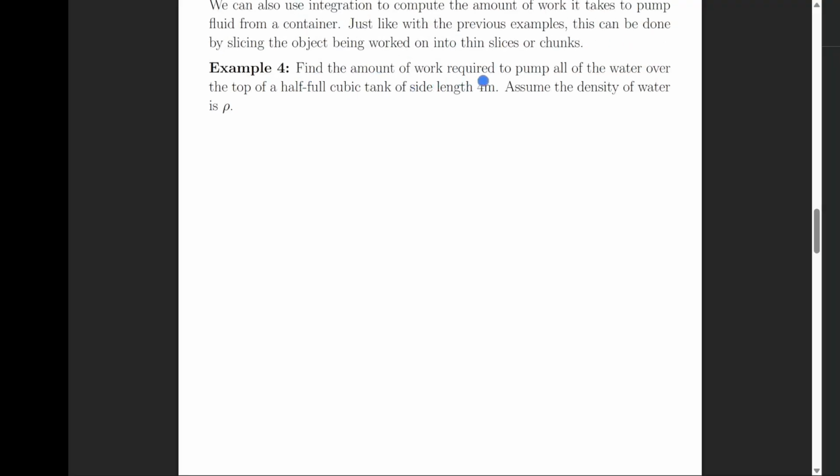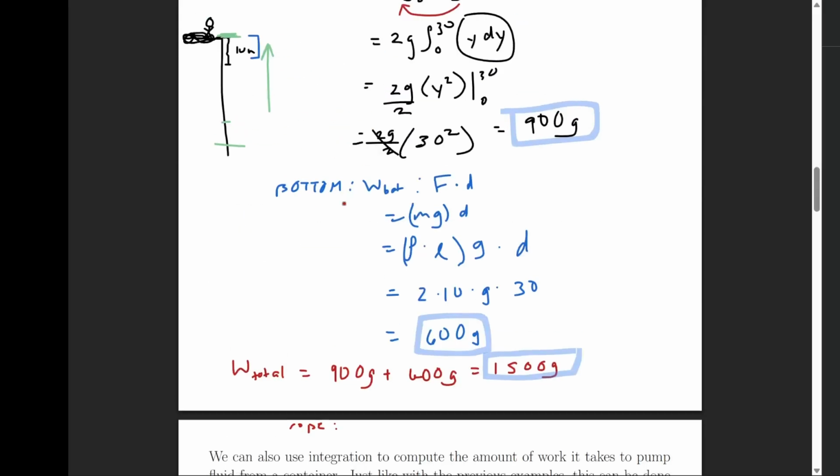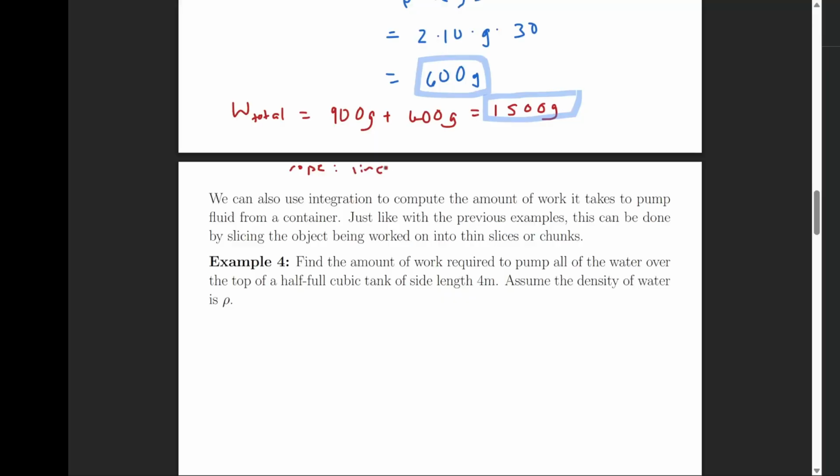Find the amount of work required to pump all of the water over the top of a half-full cubic tank of side length 4 meters. Assume the density of water is rho. Honestly, the pumping questions are not that different from rope questions. The main difference is when we're dealing with rope, it's linear, right? It's a straight line. So that means the mass of one is just going to equal the density times whatever the length is.